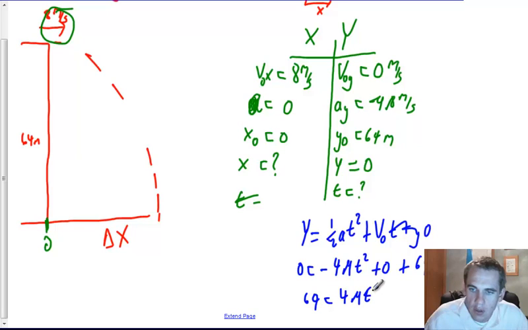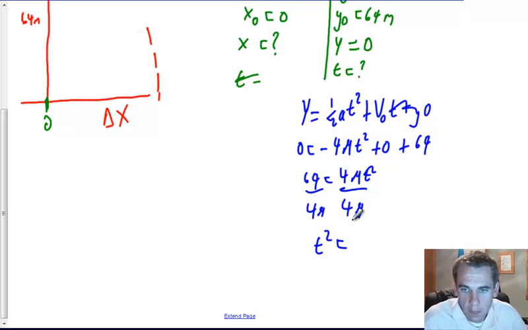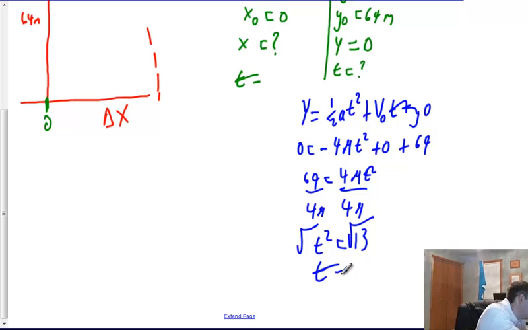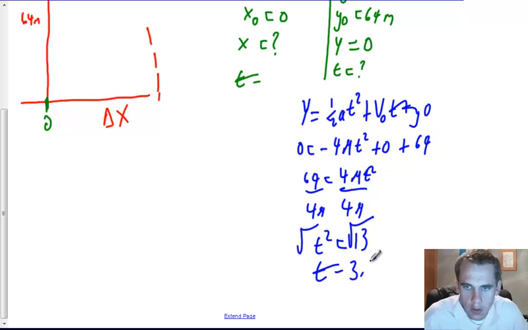You're thinking, where did that negative go? Well, I subtracted the 64 over and that became negative. So I had a negative on both sides, so they cancel out. So then I have 64 equals 4.9 t squared, and all I have to do is divide both sides by 4.9, and I get t squared equals 13. Square root both sides, and I get t equals 3.6 seconds.